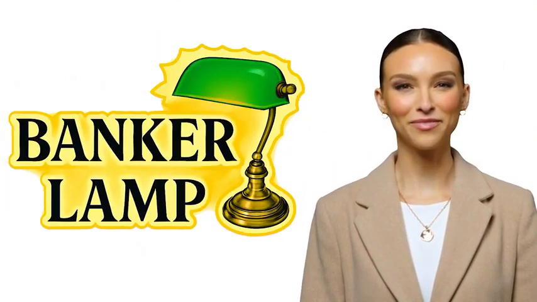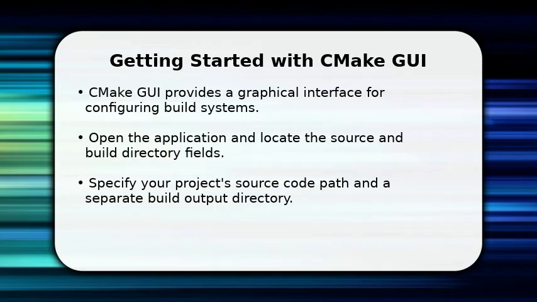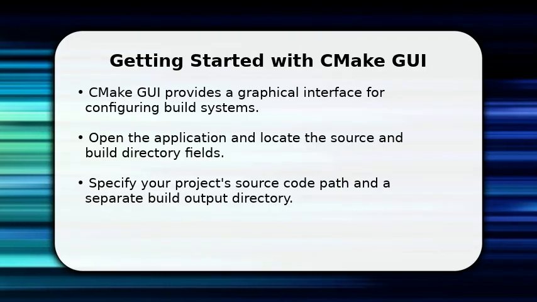Please enjoy the video. In this video, I will explain how to use CMake GUI. First, open the CMake GUI application. You will see two main fields at the top: where is the source code, and where to build the binaries.